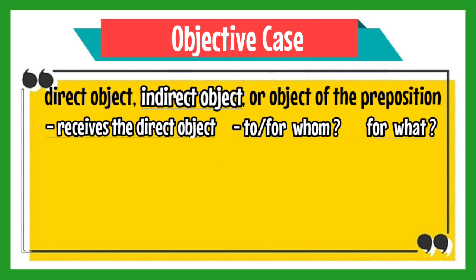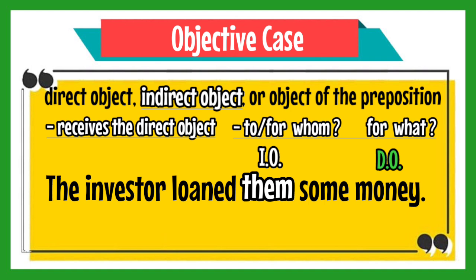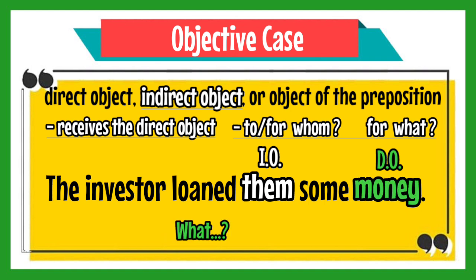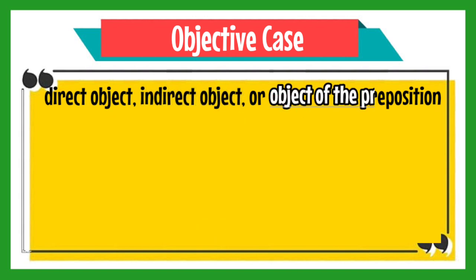Clear? Another example. The investor loaned them some money. The pronoun them in the sentence functions as an indirect object. It receives the direct object, which is money. Let us ask, what did the investor loan? Some money. So this is the direct object. To whom did the investor loan some money? To them. And that is the indirect object. Clear? Now let us have the object of the preposition.